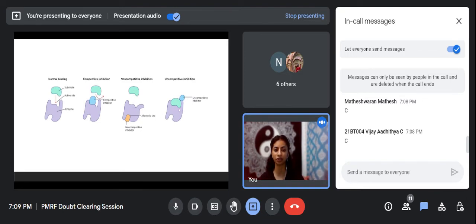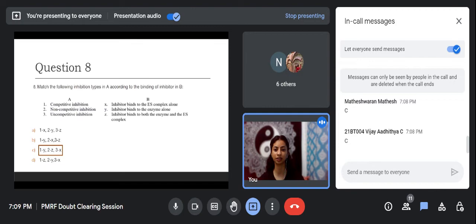And in uncompetitive inhibition, the inhibitor will bind to the enzyme substrate complex, but it will not allow the product to be formed. Okay. So the answer is C, where 1 equals Y, that is competitive inhibition is where inhibitors bind to the enzyme alone. 2 is Z, non-competitive inhibitors bind to both enzyme and enzyme substrate complexes, and uncompetitive inhibitors are the ones that bind to the enzyme substrate complex alone. Okay.